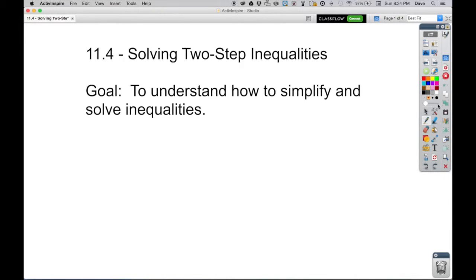Lesson 11.4, Solving Two-Step Inequalities. So your goal is to understand all the things that we've been talking about the last couple of days and put it all together to understand how to simplify and solve inequalities.